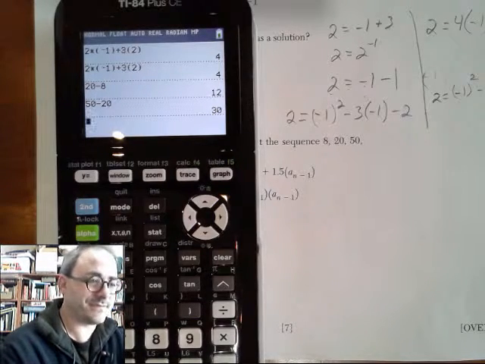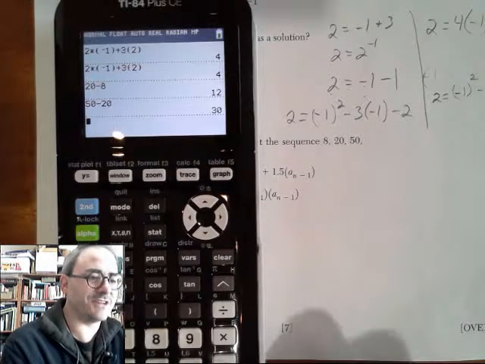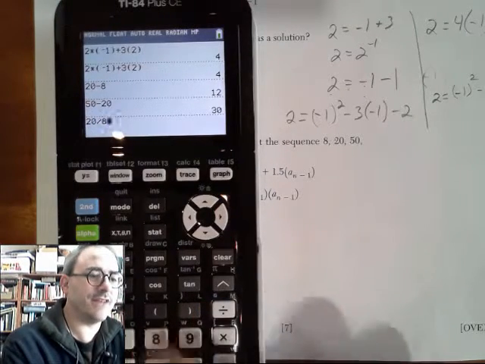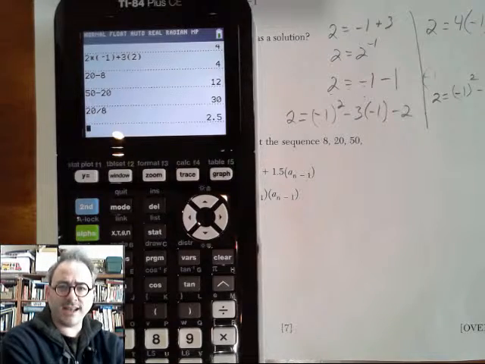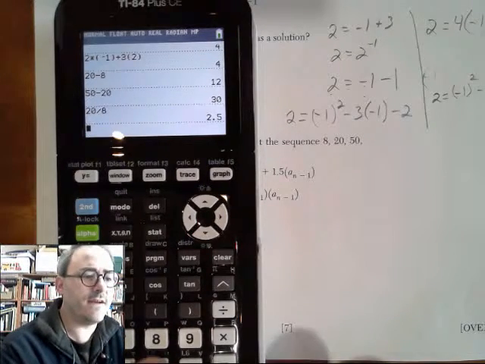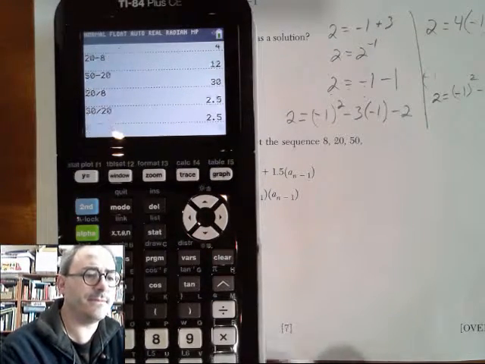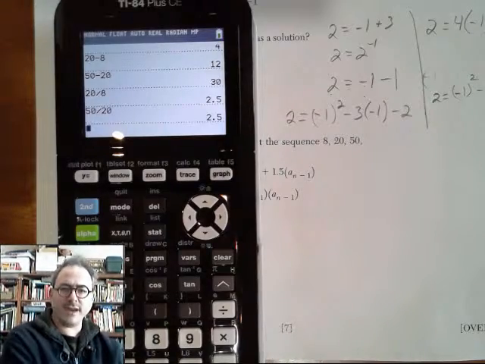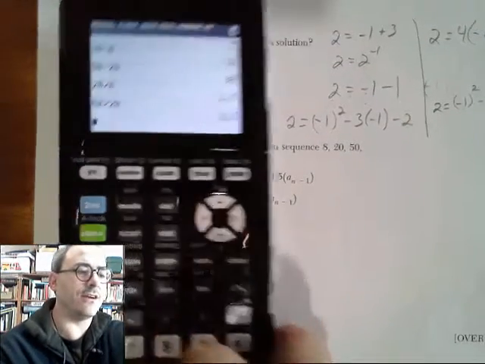So unfortunately, with half a year of Algebra 1 review, some things are skipped over. So 20 divided by 8. 20 divided by 8 is 2.5. All right, 50 divided by 20 is also 2.5. Oh, wait a minute, I'm seeing a commonality here already.